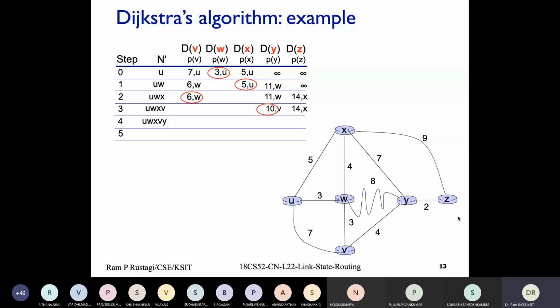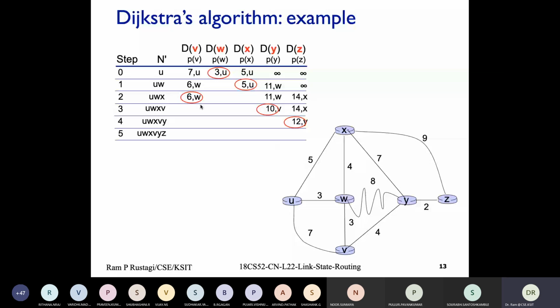I look at now, what is my dY? dY is 10. Y to Z is 2, dY is 10. That means if I need to go to Z via Y, my cost becomes 12. And predecessor happens to be Y. So I'll update it, becomes 12. And the last node I pick up, I computed everything.